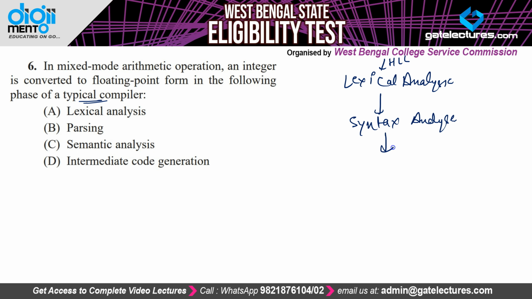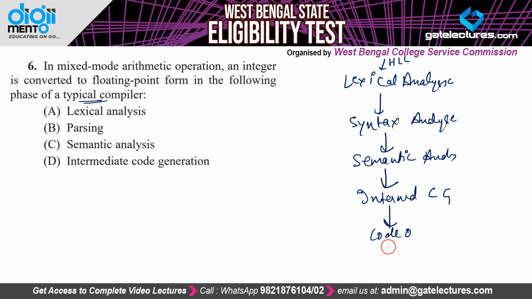Now from this syntax analyzer, we get a parse tree which we give to the semantic analyzer. From this semantic analyzer, we go to intermediate code generation. Now we give the intermediate code to the code optimizer. And from this code optimizer, we generate the target code, which gives us the assembly language program. Okay. Now they are saying an integer is converted to floating point form.